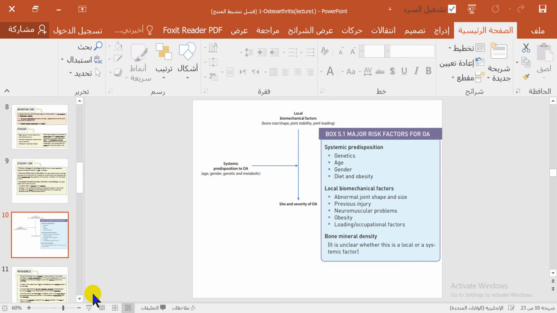Here is the box about the etiology of OA changes. Systemic predisposing factors: genetic factors, age, gender, diet and obesity. Local biomechanical factors: abnormal joint shape and size can cause OA changes. Previous injuries, neuromuscular problems, obesity can also cause local effects, and loading, occupational factors, bone mineral density. It is unclear whether this is a local or systemic factor, but anyhow, soft bone reduces the incidence of OA changes.